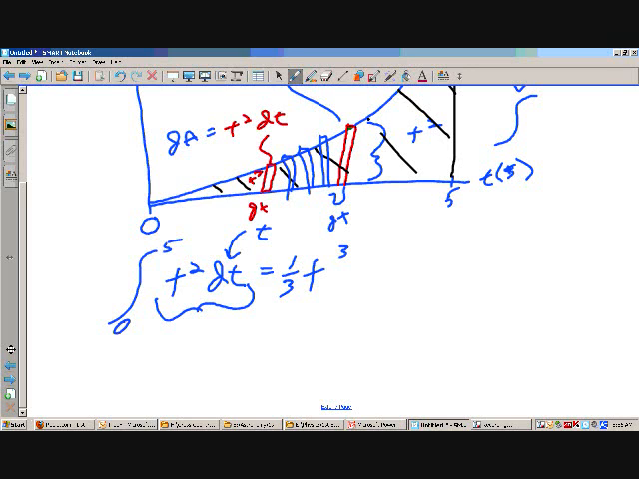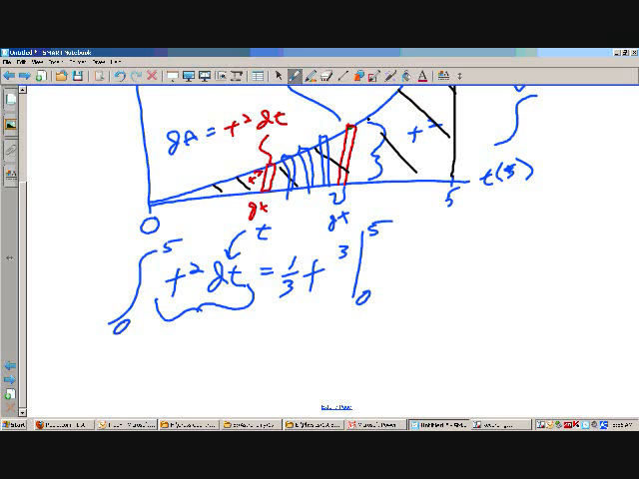The other part is I actually have to evaluate what this expression means. I'm going to evaluate it from 0 to 5, meaning I'm going to plug 5 in for t minus 0 plugged in for t. And then whatever that number is, that's my area underneath the curve.